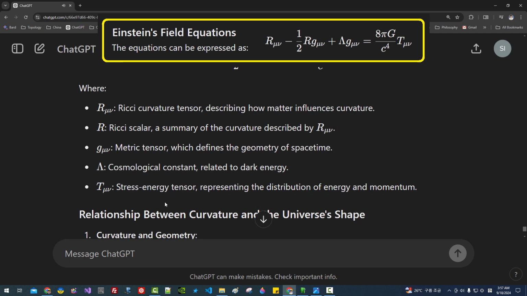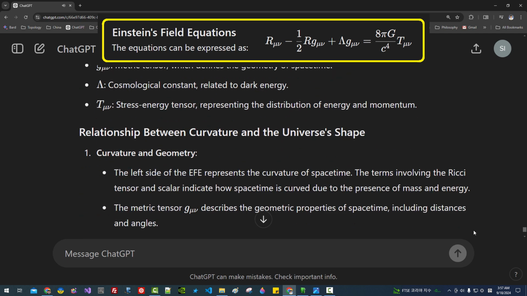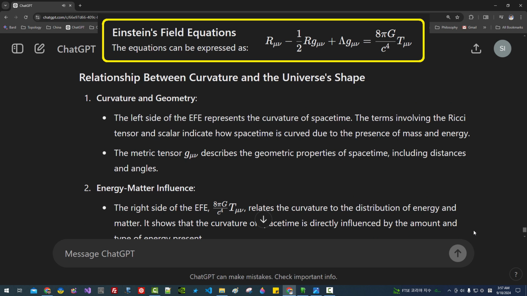Where R mu nu is the Ricci curvature tensor, describing how matter influences curvature. R is the Ricci scalar, a summary of the curvature described by R mu nu. G mu nu is the metric tensor, which defines the geometry of spacetime. Lambda is the cosmological constant, related to dark energy. T mu nu is the stress-energy tensor, representing the distribution of energy and momentum. Relationship between curvature and the universe's shape.